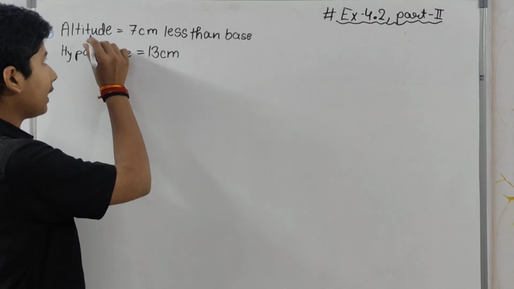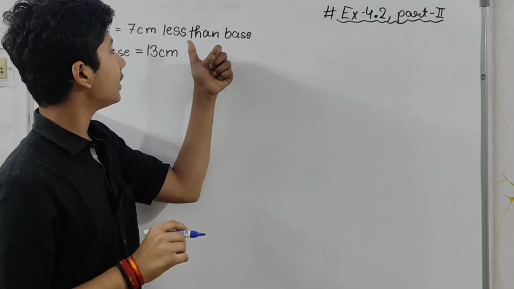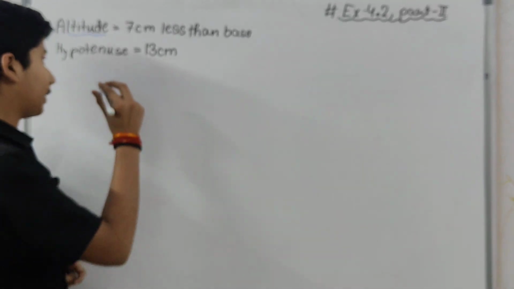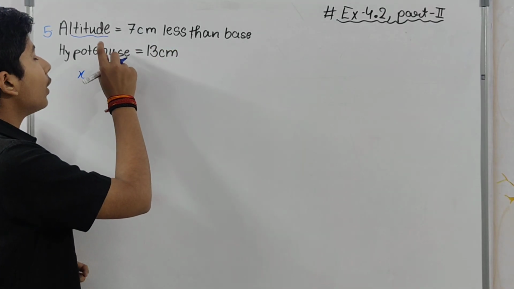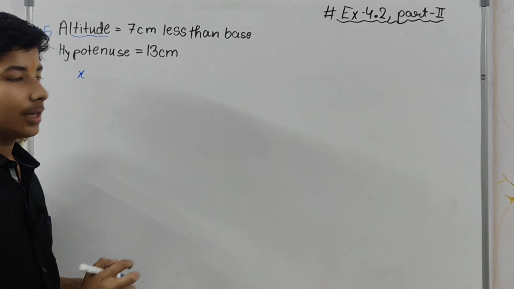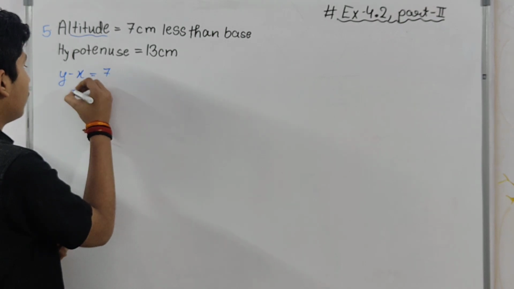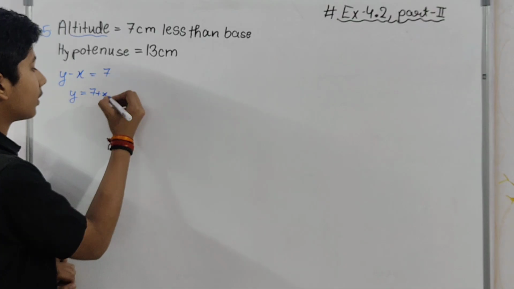To our fifth question, here it is given that the altitude of a right angle triangle is 7 cm less than the base and the hypotenuse is 13 cm. So let the altitude equal x. So x is 7 less than y, means y minus x equals 7. So y equals 7 plus x.